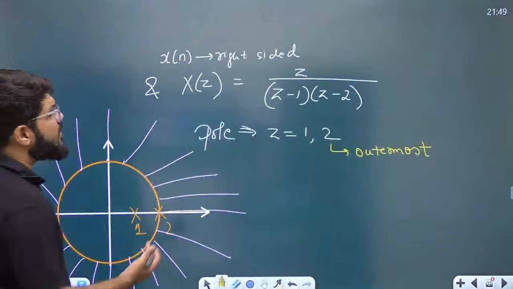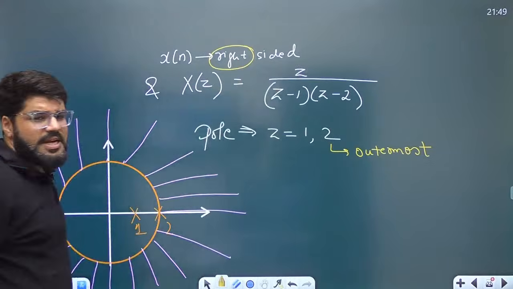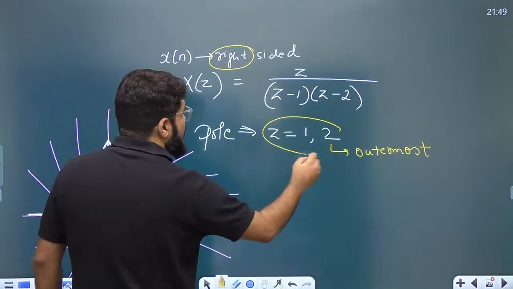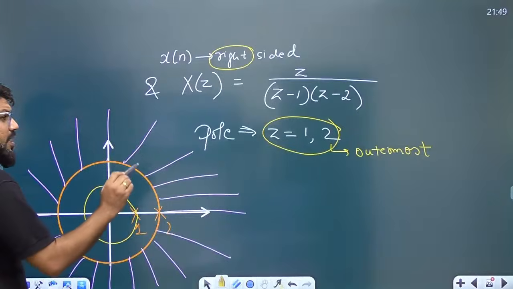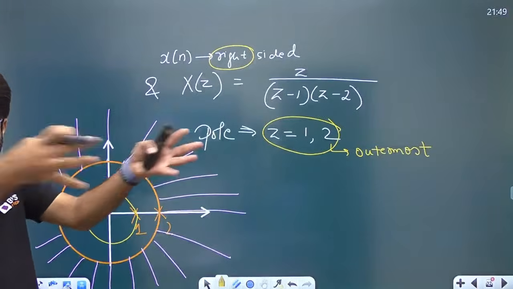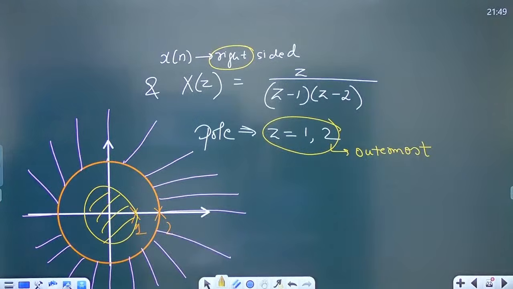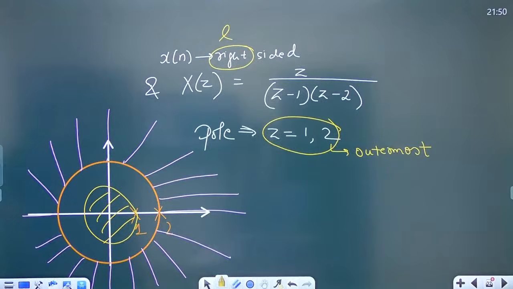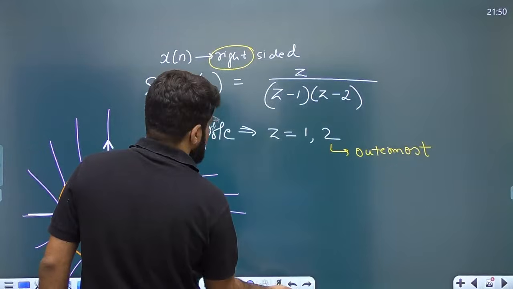That means if the same signal is left-sided, and I give the same type of Z transform expression, which has poles at 1 and 2, then your ROC will be mod z less than the smallest pole. So this should be the interior. If I make it left-sided, then forget the first ROC. This is going to be the ROC. I'm not redrawing it, I'm just showing it in this figure. Are you okay with this?